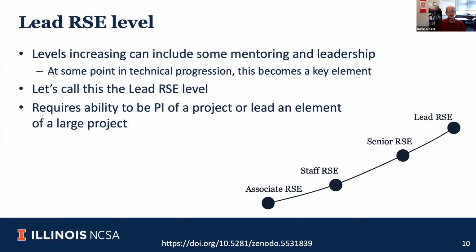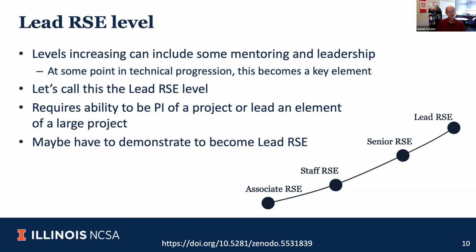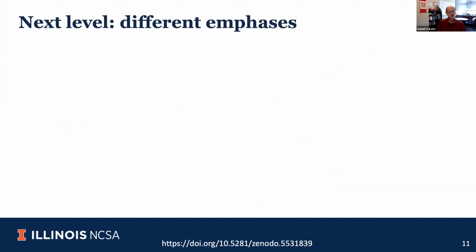So in my opinion, being at this lead RSE level requires the ability to be the PI of a project or to lead an element of a large project. Right? This is not just working with a group of researchers, but this is actually leading something that is in collaboration with that group of researchers. It's possible that you may have to demonstrate that you are doing this in order to be a lead RSE. A lot of people talk about the fact that to be promoted, you need to demonstrate that you're working at that level already. And so that's certainly one way of thinking about this.